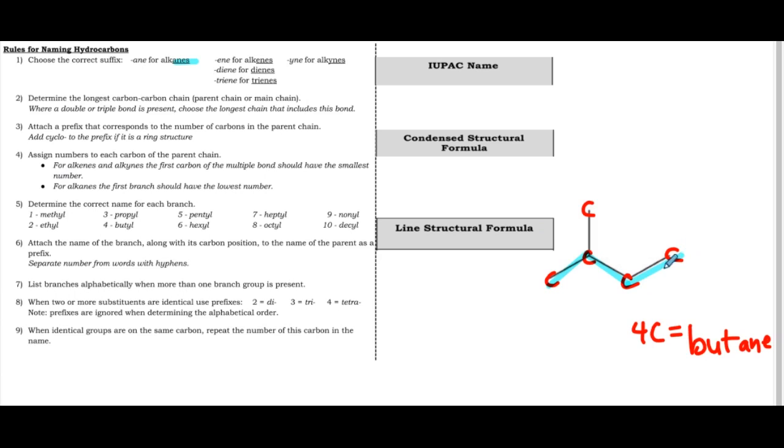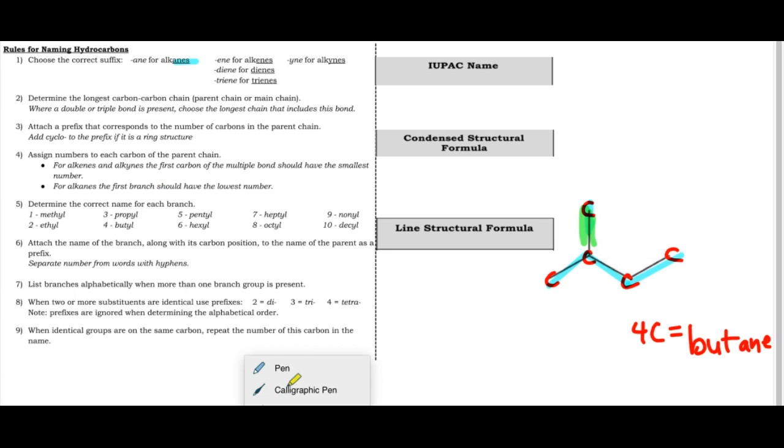We have something coming off of our main chain. It's not just a regular linear chain. We do have this carbon coming out. So that carbon becomes part of your substituent or a branch. So let me highlight that in a different color. We're going to assign numbers to each carbon of the parent chain because it matters now. There's a branch coming off of this carbon. For alkanes, the first branch should have the lowest number.